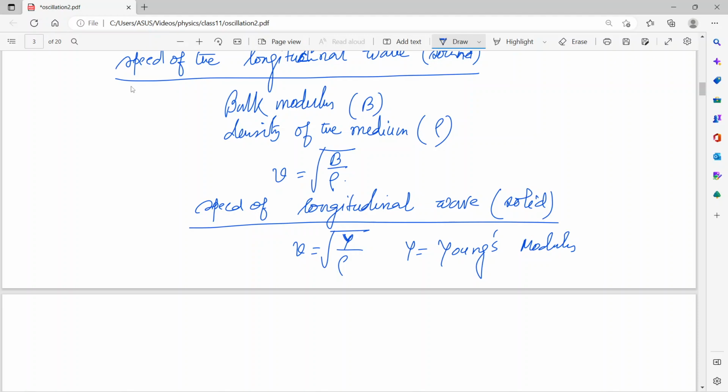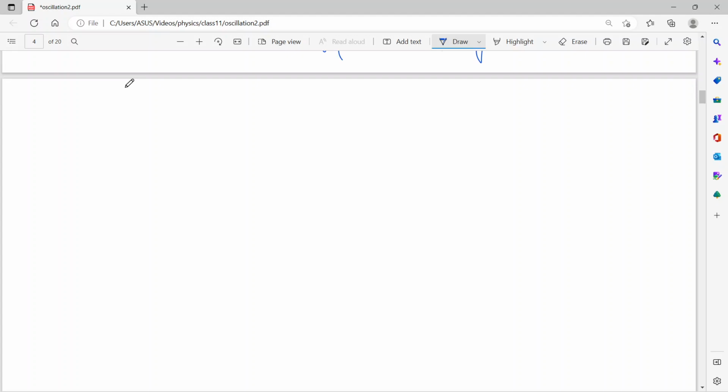Now, in the previous class, we went through the progressive wave, and we solved some problems on it. Now, there is another wave called the standing wave or stationary wave. The first one is a progressive wave, where the wave is moving with some velocity, but this is called a standing wave, or stationary wave.